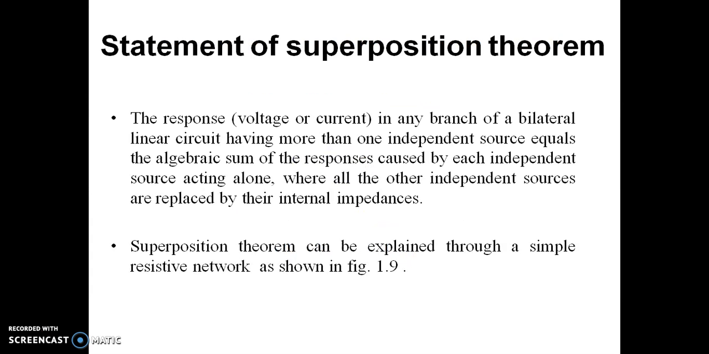Statement of superposition theorem. The response, voltage or current in any branch of a bilateral linear circuit having more than one independent source equals the algebraic sum of the responses caused by each independent source acting alone, where all the other independent sources are replaced by their internal impedances. Superposition theorem can be explained through a simple resistive network as shown in the given figure.